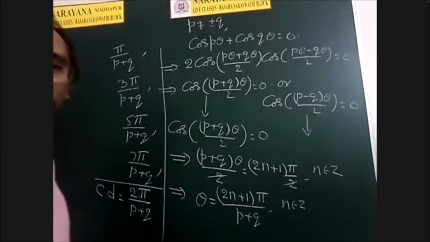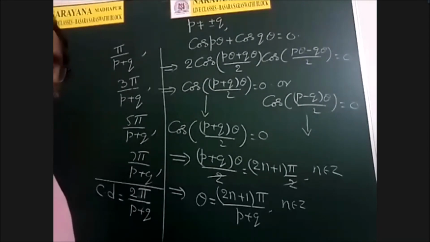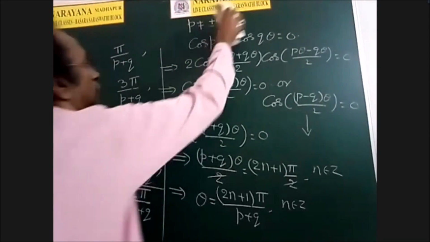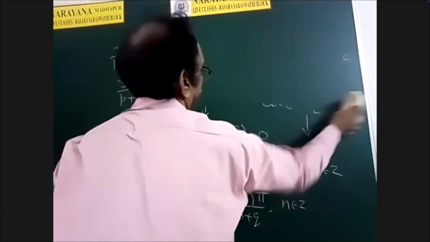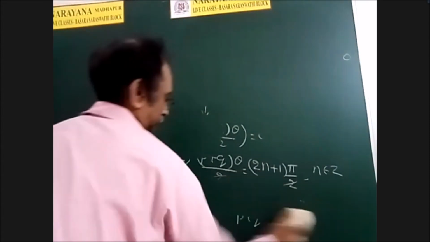Akash. So the answer is 2 pi by P minus Q, sir. That's all. Common difference. Okay. Right. Now another problem.